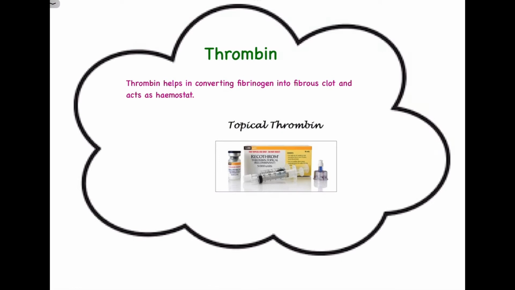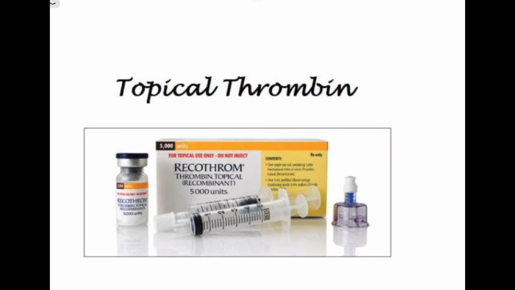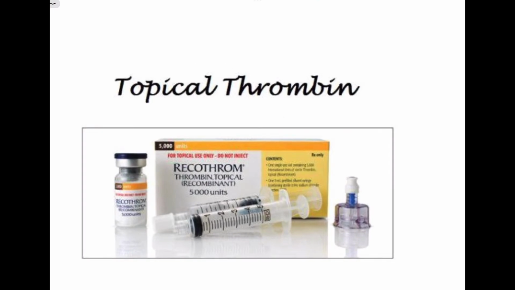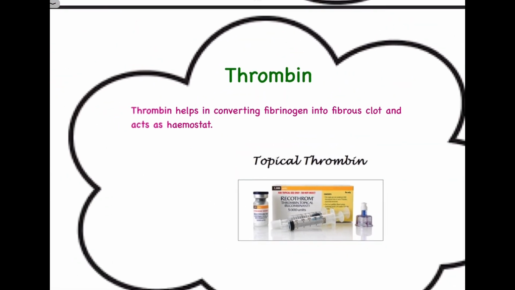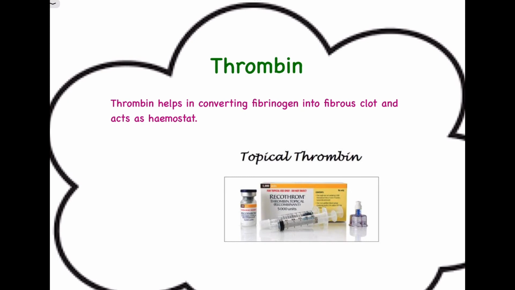Under chemical methods, next we have thrombin. Now thrombin helps in converting fibrinogen into a fibrin clot, and as we know, a fibrin clot is more stable, right? So because of its stability, it leads to hemostasis. Thrombin is available in topical form, as you can see here, so it can be directly applied onto the oozing site and we can achieve hemostasis.